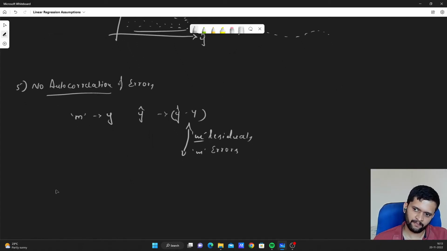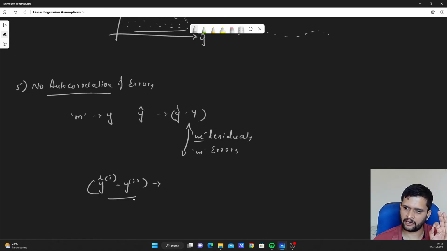So it says no autocorrelation of errors. What do we mean by this? None of the y hat i minus y i should be dependent on any of its predecessors or its successors. Each of the errors is independent. They are not dependent on their predecessors, the previous errors, or on the next coming errors. So these values must be independent with respect to themselves. They should not be related with any of the errors in the given list.